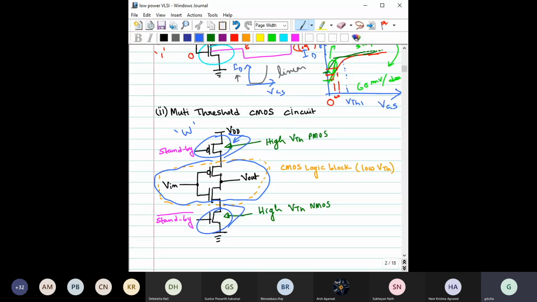So VDD is applied here, right? This transistor has a lower threshold voltage. So that way the delay issue from charging and discharging will not be there.